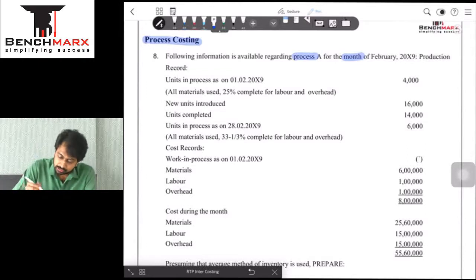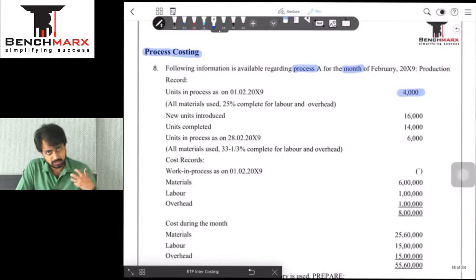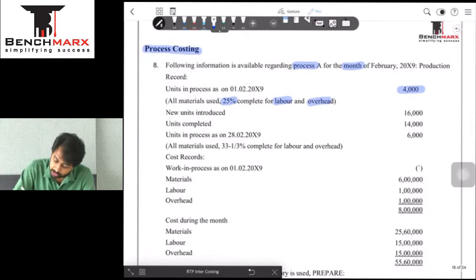Okay. The production record is as follows. Units in process as on 1st Feb, that is 4000 opening WIP. Okay. All materials used, that is 100% has gone in, 25% as far as labor and overhead, so 100% complete as regards DM and 25% complete as regards DL and overheads. Okay. New products introduced is 16000, this is my input. Okay. Units completed is 14000, this is my finished output. These are my fully finished goods, whose production is fully complete.